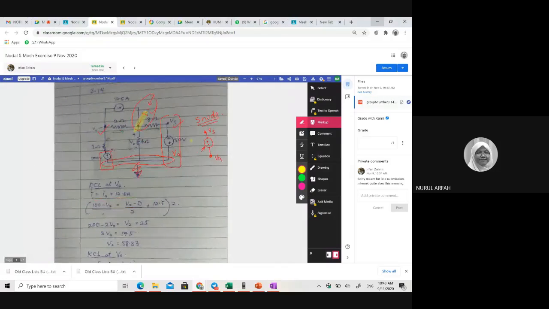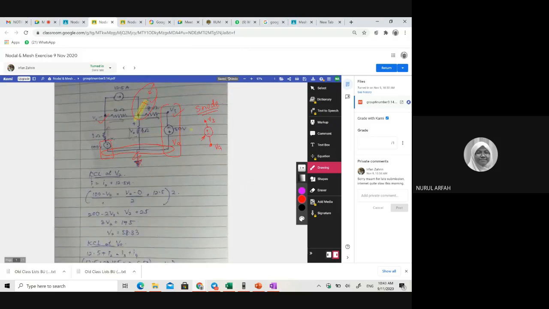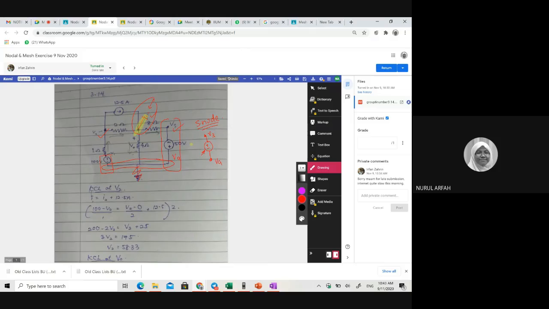Wait, I will look at your answer. If this answer is V2, okay, but there's no supernode in your answer, so it's quite difficult. Since you have this part as your V2 and V3 is here, maybe I will change your reference point.